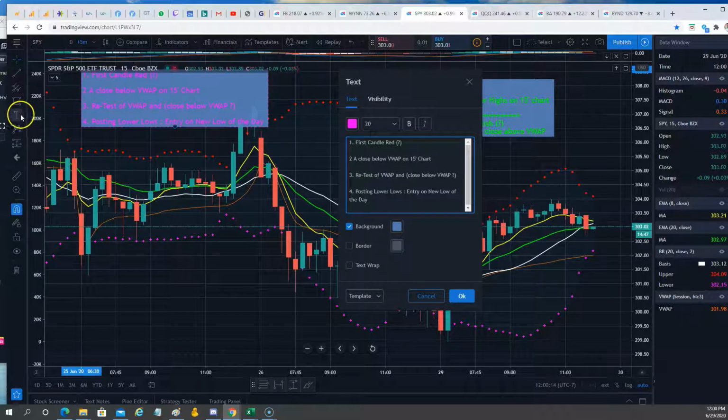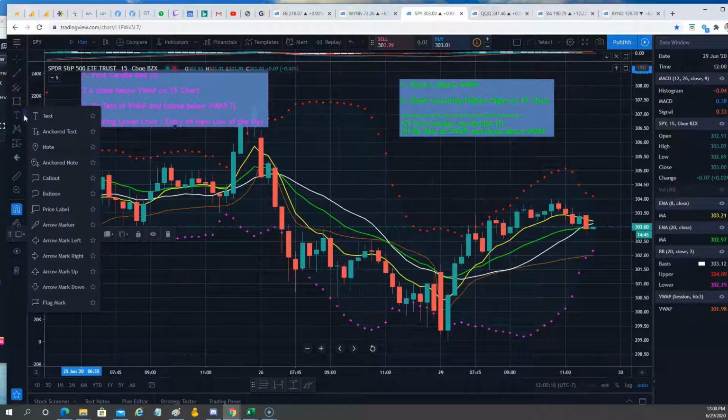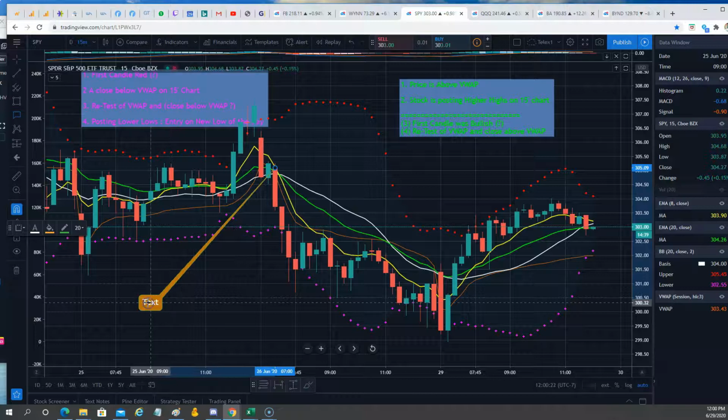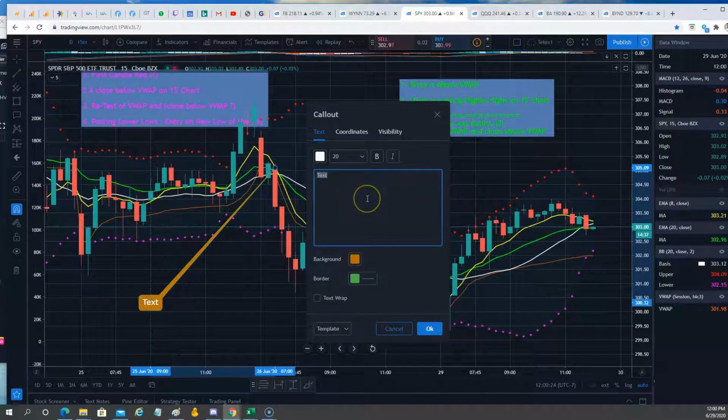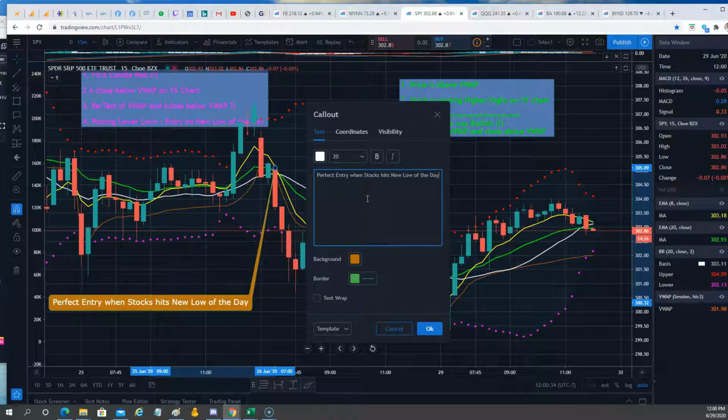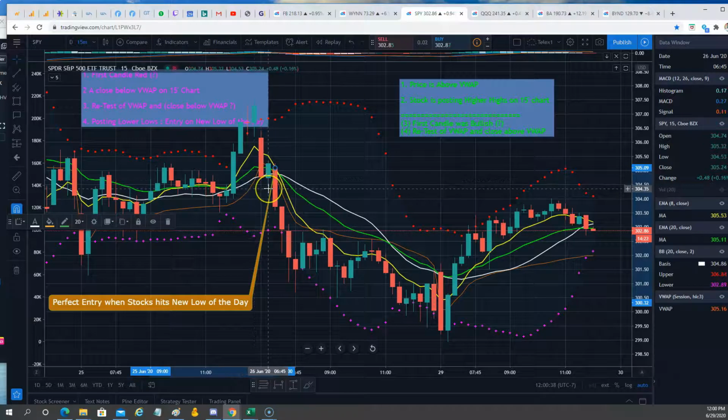So here, let me bring in a call out text and say the entry is on this candle. It's a perfect entry when the stock hits new low of the day. Bang. We have that. So for us, it would have been somewhere here at 304.50, and then you just write it down. So here are your conditions.